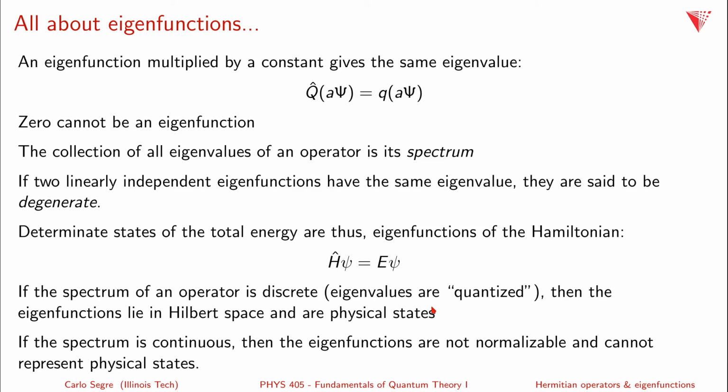That's not without proof. If the spectrum is continuous, though, then the eigenfunctions are not normalizable and cannot represent physical states. So an example of a continuous spectrum is the free particle solutions. The free particle can have any value of the momentum, or the wave number k, and that is continuous. It's not discrete. It doesn't have a quantum number. It can be any value whatsoever. And we know we can't normalize those wave functions, and those wave functions don't represent physical states. You need to make them into wave packets to represent physical states.